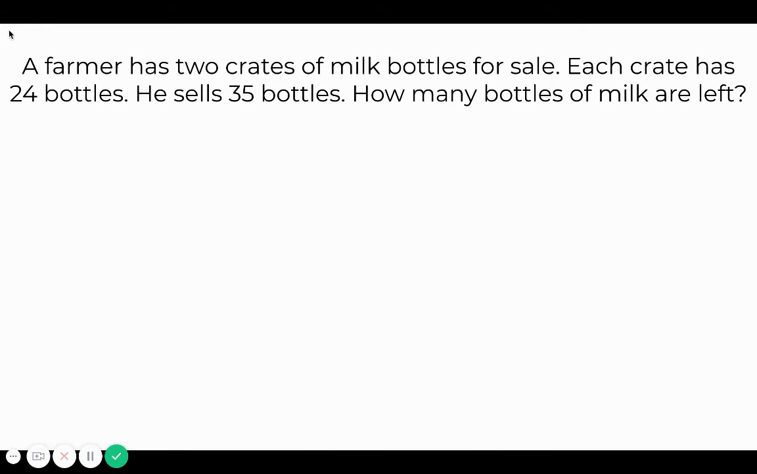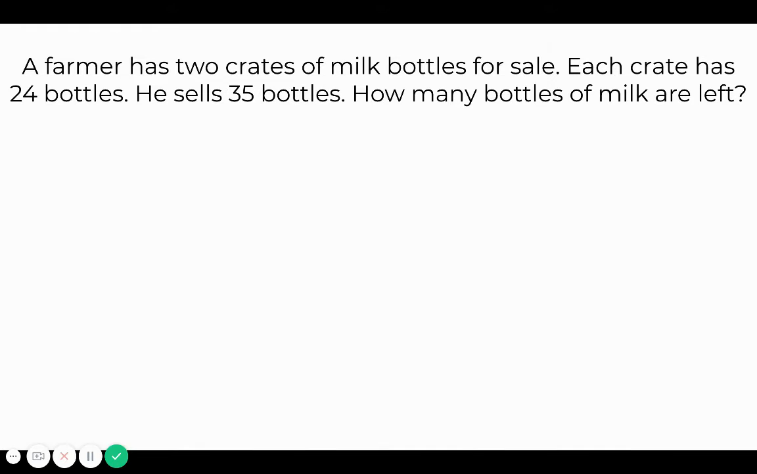All right, so here's one of the problems you saw last week. A farmer has 2 crates of milk bottles for sale. Each crate has 24 bottles. He sells 35 bottles. How many bottles of milk are left? Now, right away, we know that 24 bottles minus 35 bottles wouldn't work. So something else has to happen before we can solve for the bottles of milk that are left.